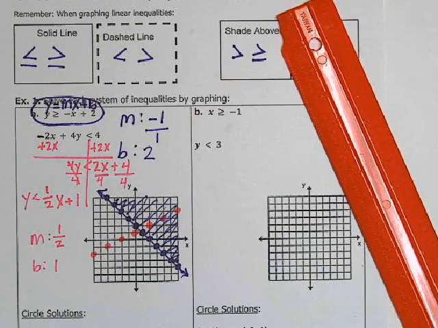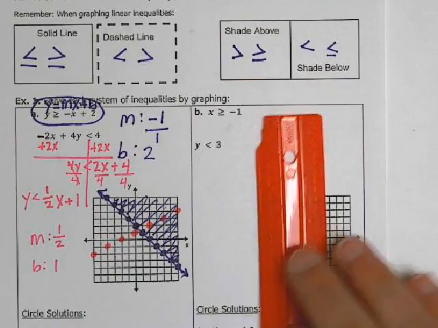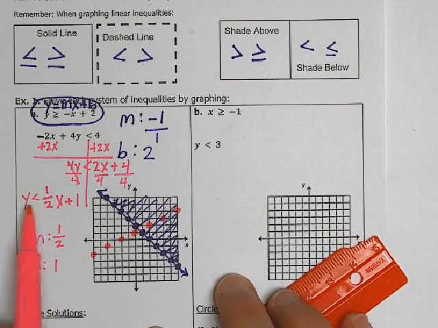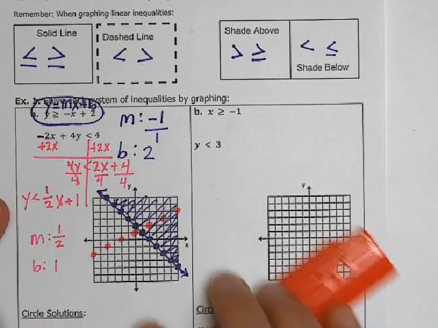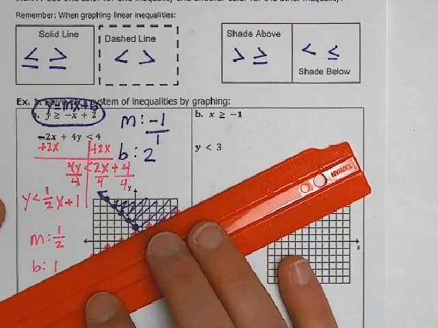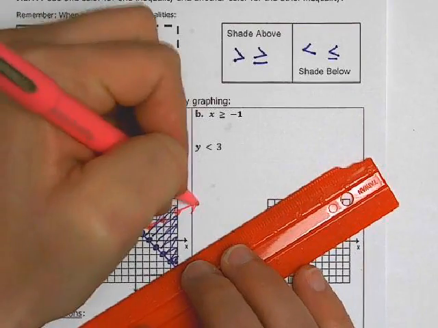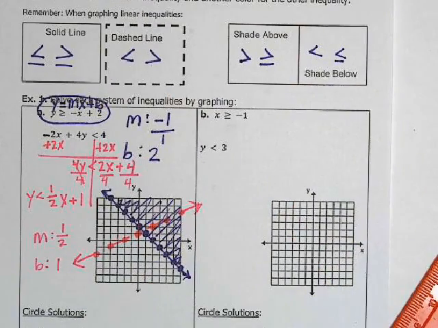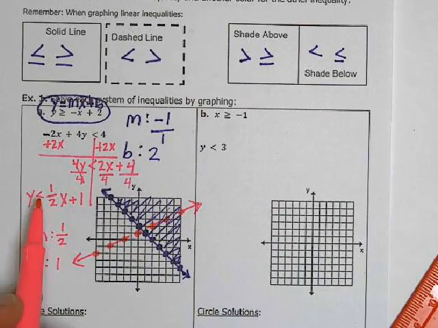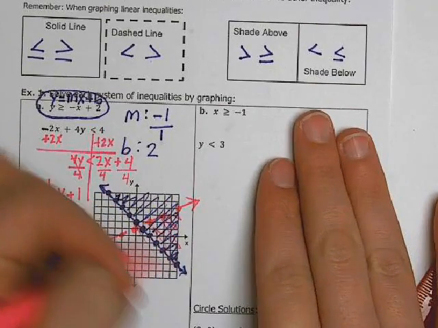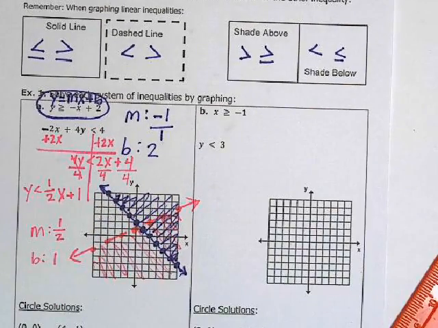Okay, what type of line? Dashed. How do you know dashed? Good. There's not a solid line under the symbol, so we're going to make a dashed line. Everybody do your dashed line. Make it obvious. Okay, shade above or below? How do you say the symbol? Less than. Y is less than, so we're going to shade below. So everybody shade below the line. Got it.